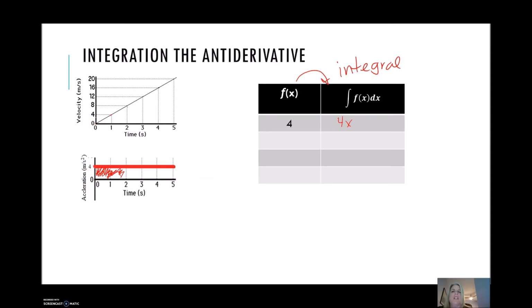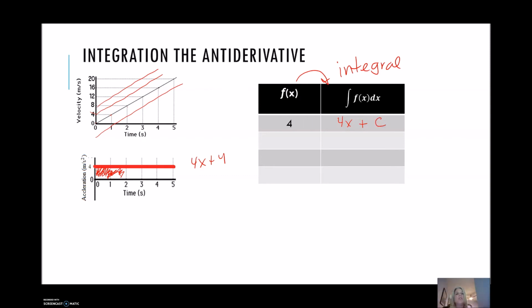What if our initial velocity was 4? Well, then the graph would look like this, and that would be 4x plus 4. Or what if it was 8, and then it would look like that? Or what if it was negative 4, and then it would look like that? So how do I know where I started to make this graph? Well, we don't. So we need to add what's called C.